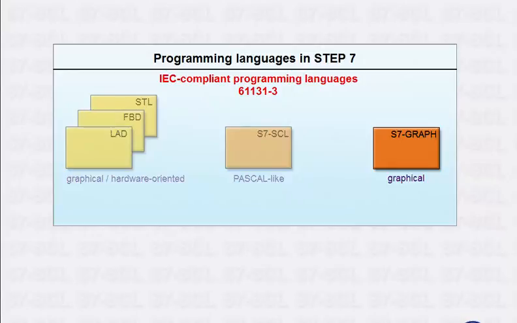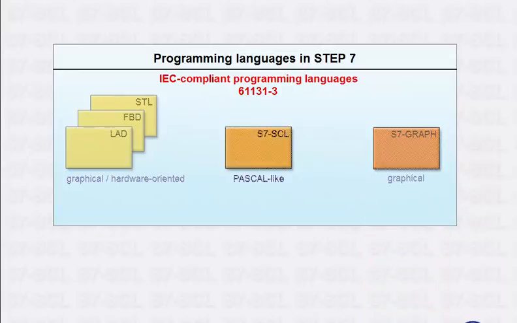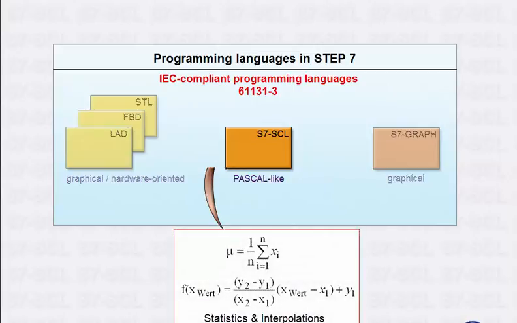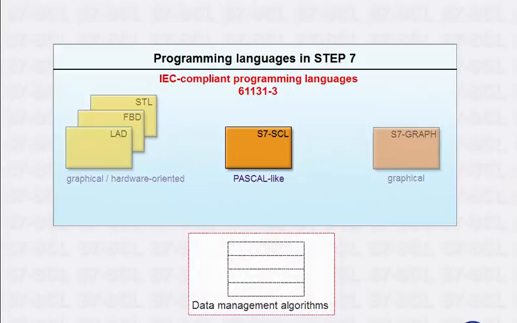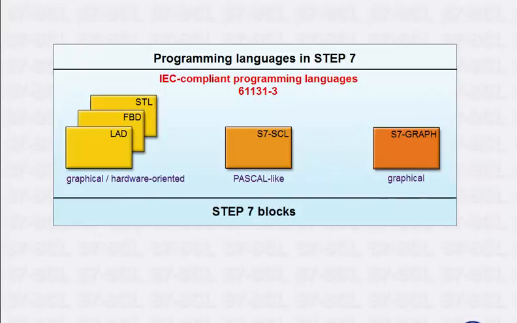S7 Graph, the graphics programming language, is a great help in creating sequences. Thanks to the higher language constructs supplied with it, S7 SCL is suitable for calculations and data management algorithms. All partial solutions implemented in these languages are compiled in Step 7 blocks. This makes it possible to combine all the partial solutions. By employing these three languages appropriately, you can significantly reduce the implementation time.